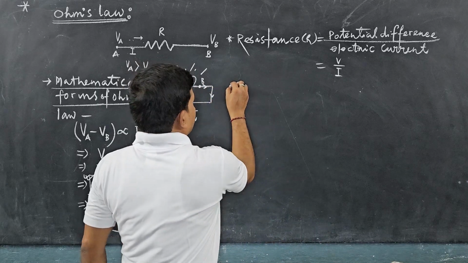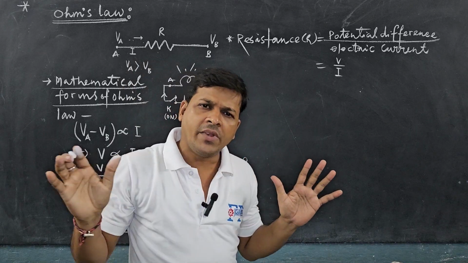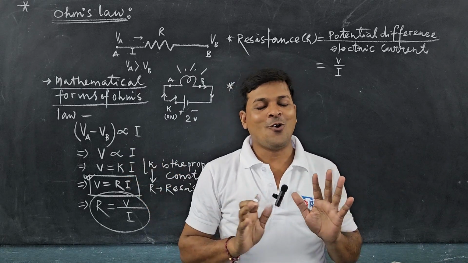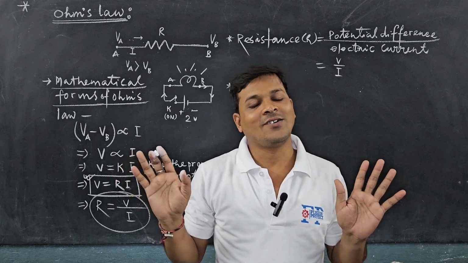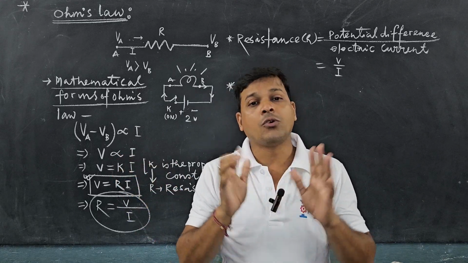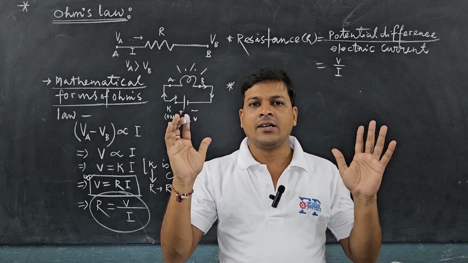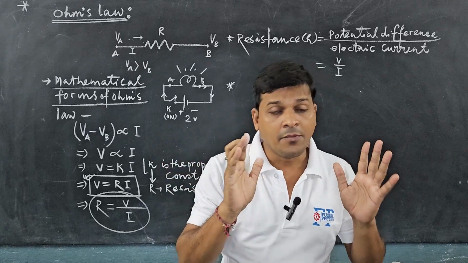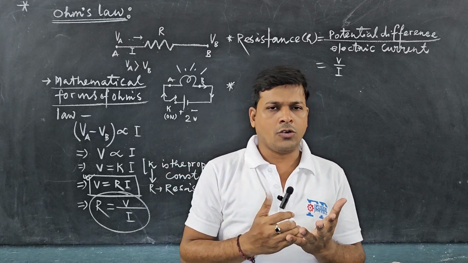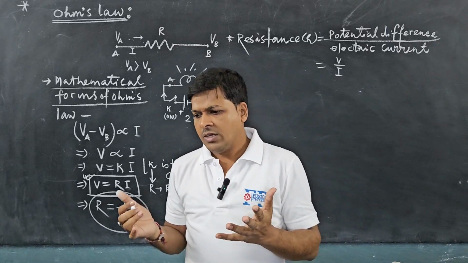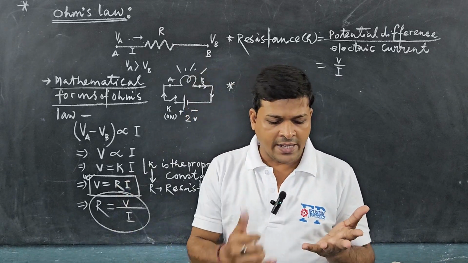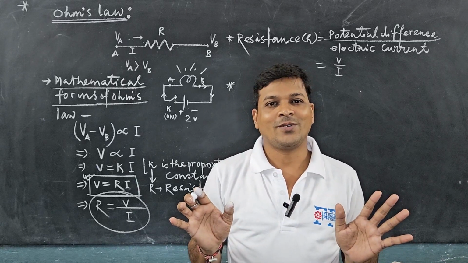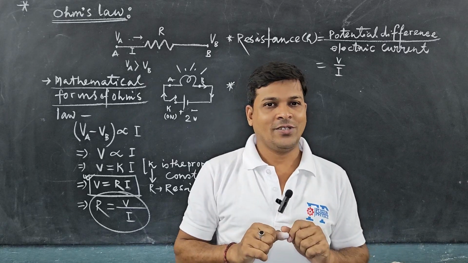Okay. Next question, do all the metallic conductors obey Ohm's law? No. All the metallic conductors do not obey Ohm's law. Few conductors are not actually fully conductors or good conductors, they are semiconductors. Silicon, germanium, and some other electrical components like diode, triode, transistor, they do not obey Ohm's law.